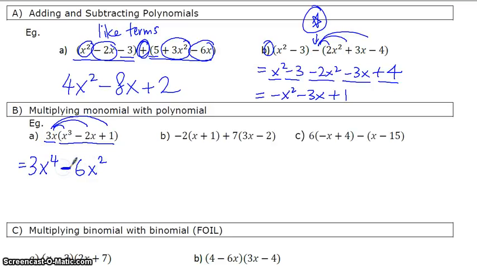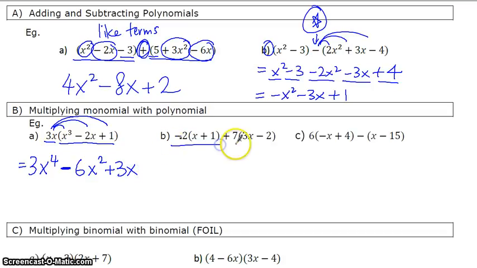Okay, x times x is x squared, you multiply. If you're adding, x plus x is 2x. So don't confuse: x times x is x squared, x plus x is 2x. Now 3x times 1 is just 3x. Okay, here we go, not too hard.